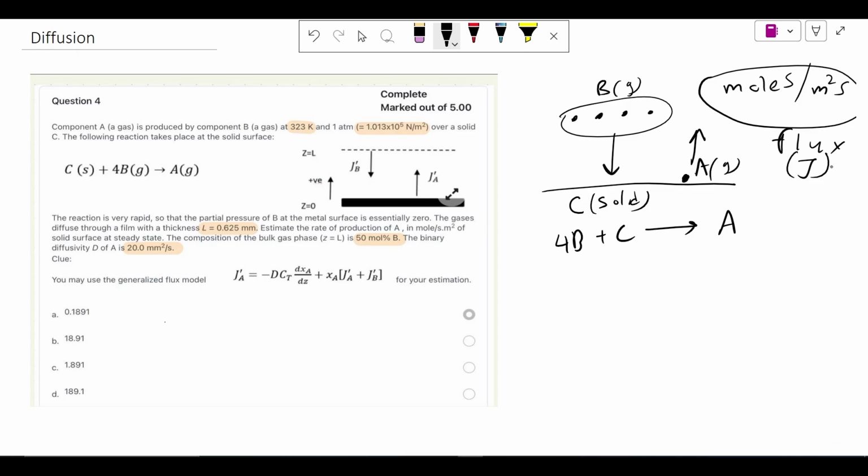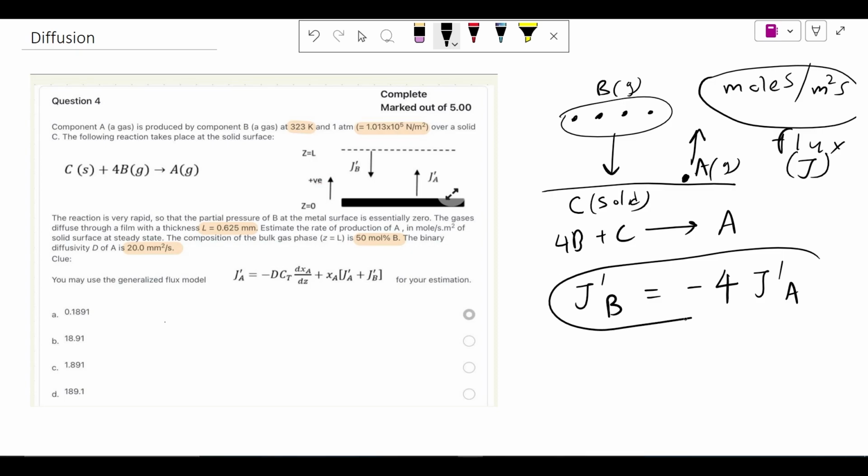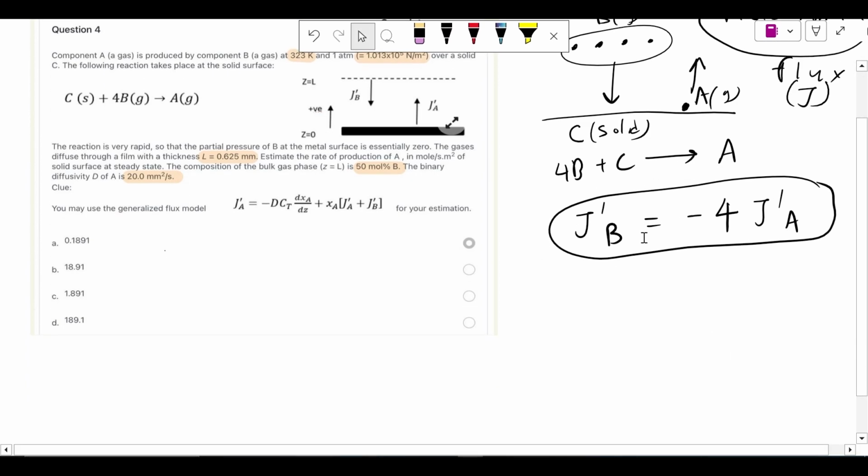And it is a counter diffusion. Counter diffusion means one species will go down and the other will go up. For the flux of B, we can get a relationship: the flux of B is 4 times the flux of A, and because it's a counter diffusion, we need to add the minus sign to show the direction. So we get JB equals minus 4 times the flux of A. This is the first equation we can get.